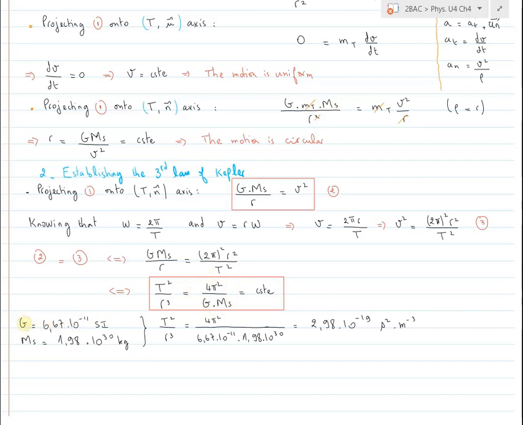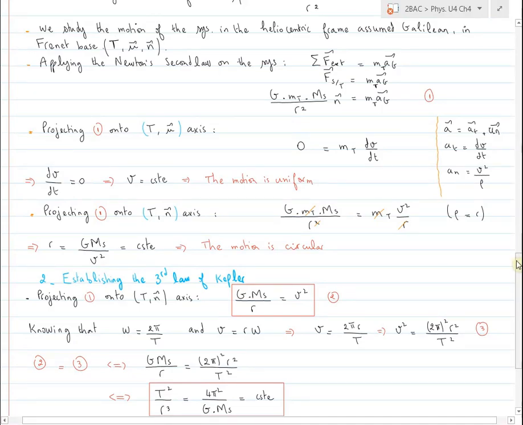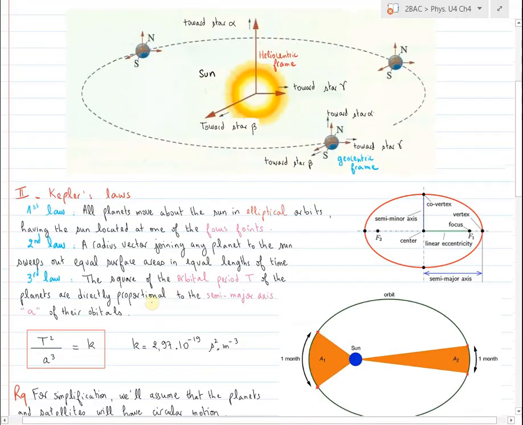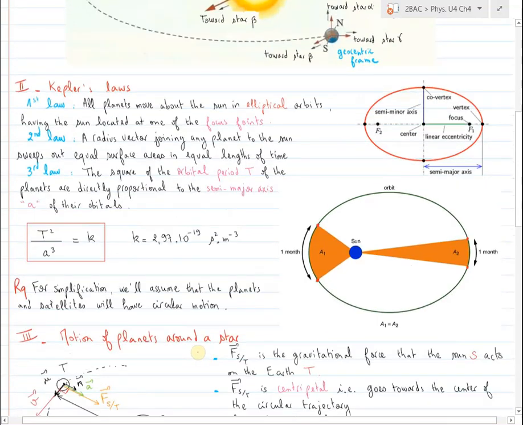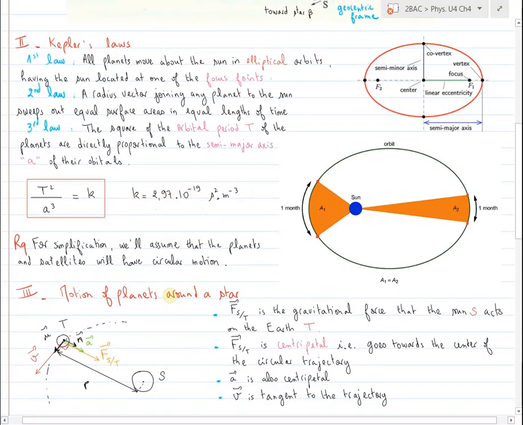So we know that the gravitational constant is 6.67 times 10 to the power minus 11 in the Système International. m_s, the mass of the Sun, is 1.98 times 10 to the power 30 kilograms. Calculating this constant gives 2.98 times 10 to the power minus 19 seconds squared meter to the power minus 3, which is very close to the value found in the literature, which is this one. This value is more precise.